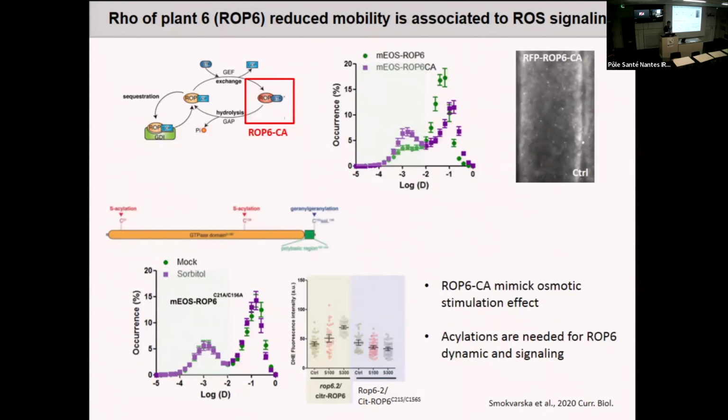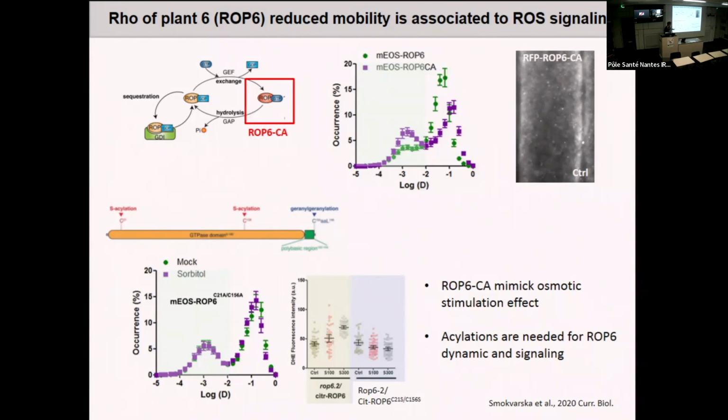Then we also tested the role of this acylation. Remember, I told you that there are two sites of acylation in the protein. It's quite well known that acylated proteins have specific partitioning with lipids. So we were wondering if those acylation sites might be important for the dynamics of the protein. So we mutated the protein.